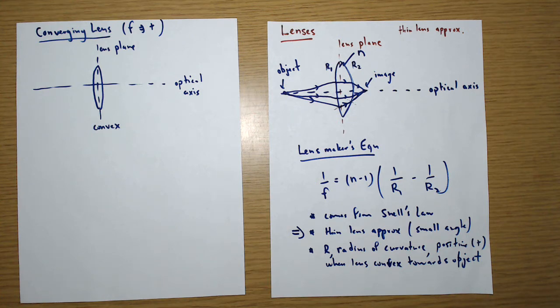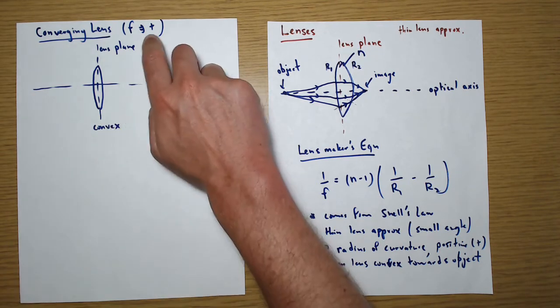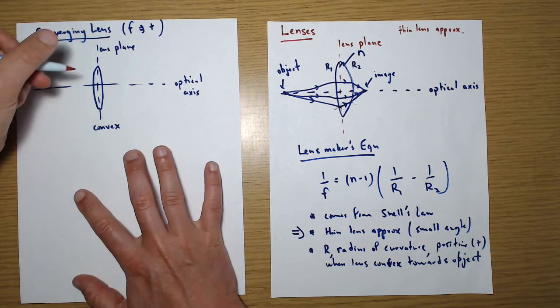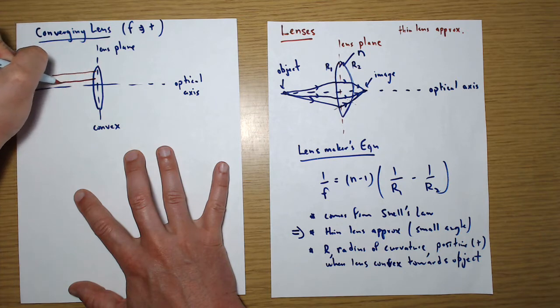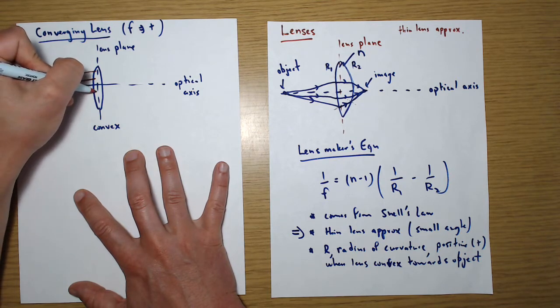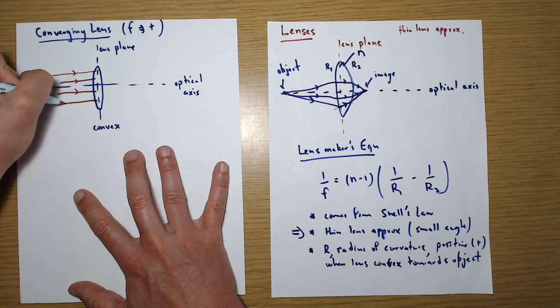Okay, picking up where I left off. Converging lens. A converging lens is a convex lens with a positive focal length. That's what this plus sign up here means. So if I have rays that are incoming from the left, and I'm going to say these rays are parallel to the optical axis.